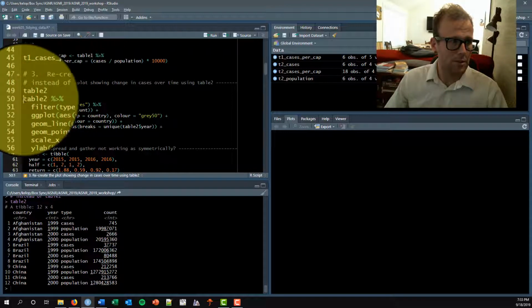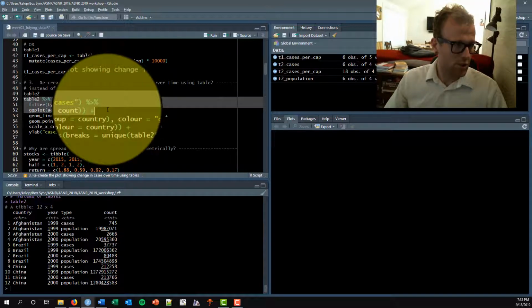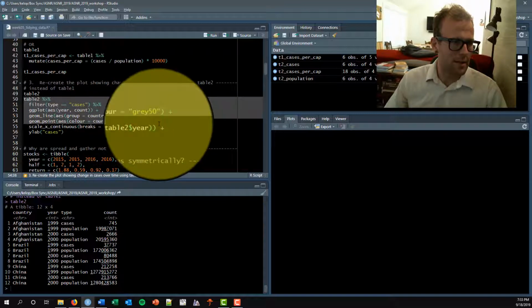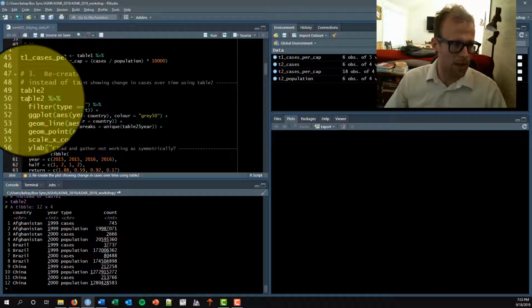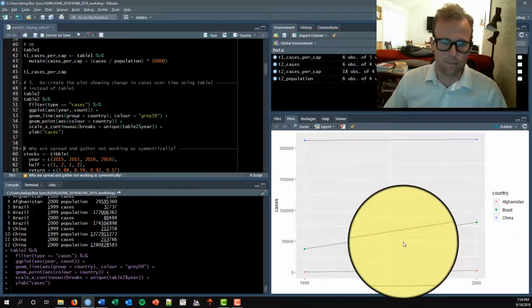So the first thing that I'm going to do is push table 2 through a pipe into the filter function and select only the cases. You could also do the same thing by excluding the population rows, but we'll select the case rows here instead. From there, I can use ggplot to set the general aesthetics, where I want year on the x-axis and count on the y-axis. And then I can set a number of other features from the plot. I have the code here, which is also in the script file, which is posted on the class box folder. But if you run that code, you should end up with a plot that looks something like this.